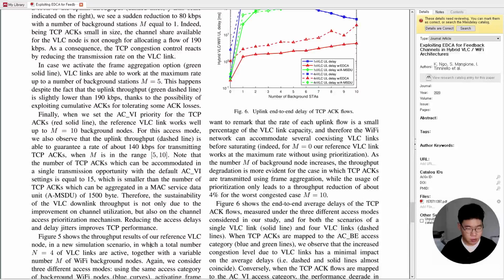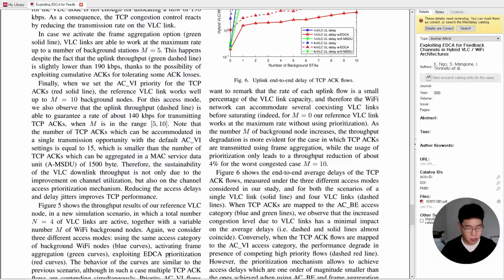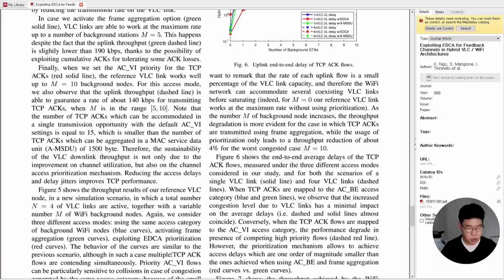Figure 5 shows the throughput result of our reference VLC node in a simulation scenario in which a total number N equal to 4 of VLC links are active, together with a variable number M of Wi-Fi background nodes. Again we consider the 3 different access modes: using the same access category of the background Wi-Fi nodes, blue curves, activating frame aggregation, green curves, and exploiting EDCA prioritization, red curves. The behavior of the curves is similar to the previous scenario, although in this case multiple TCP ACK flows are contending simultaneously.